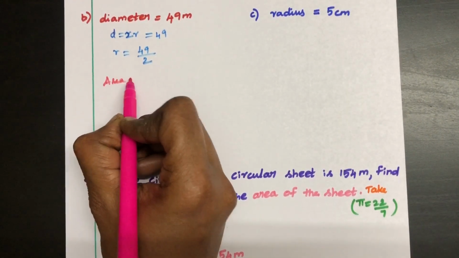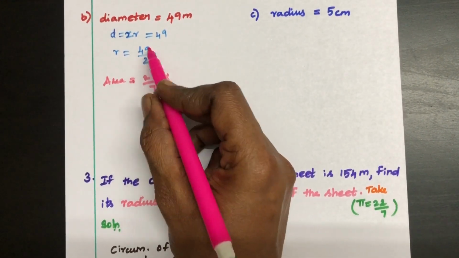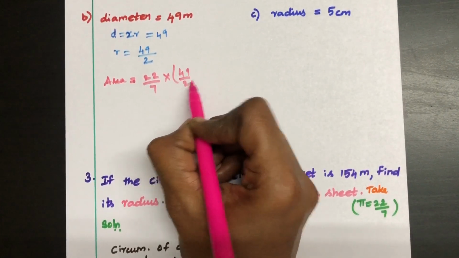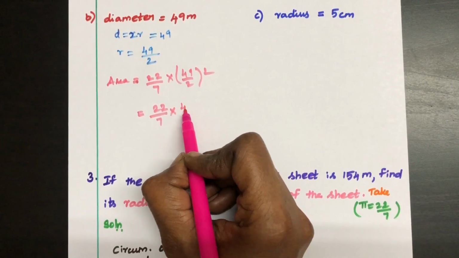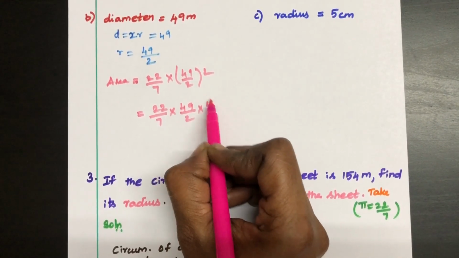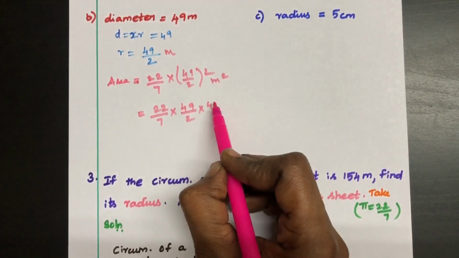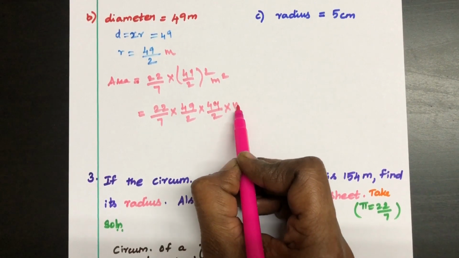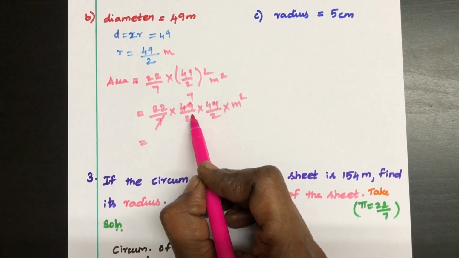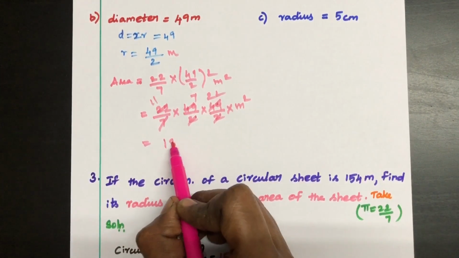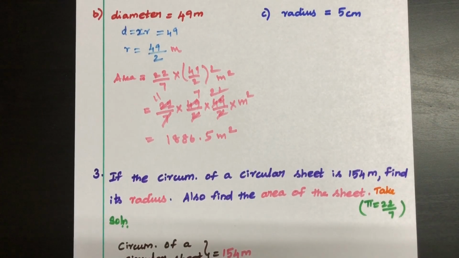Now area. Area is equal to pi r square. So pi is 22 by 7 into r, 49 by 2, the whole square. 22 by 7 into 49 by 2, this is meter square, since it is in meter. If we cancel like this, we get 1886.5 meter square.